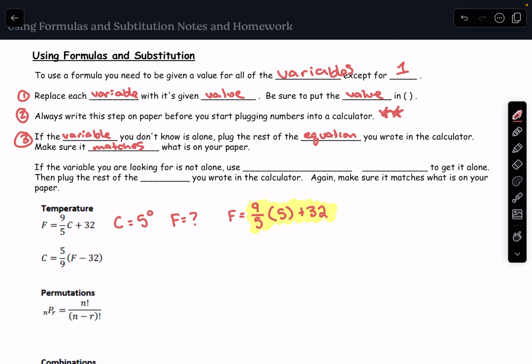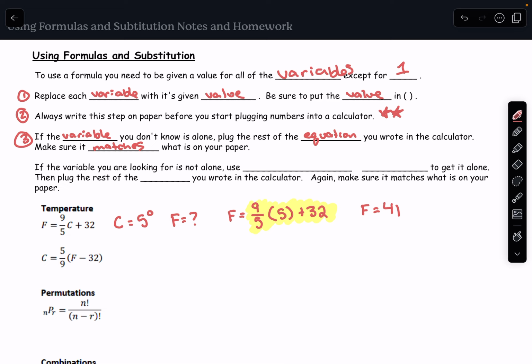The calculators that we're going to be using in class have something called Math Pretty Print. It is the greatest invention, the greatest update to calculators ever, because you can make it look on the calculator like it looks on your paper, which helps you avoid a lot of mistakes. So I plug in the 9/5 parenthesis 5 parenthesis plus 32 into my calculator. I hit enter and I end up with F is still alone on the left, but on the right, all of that mess now becomes 41.